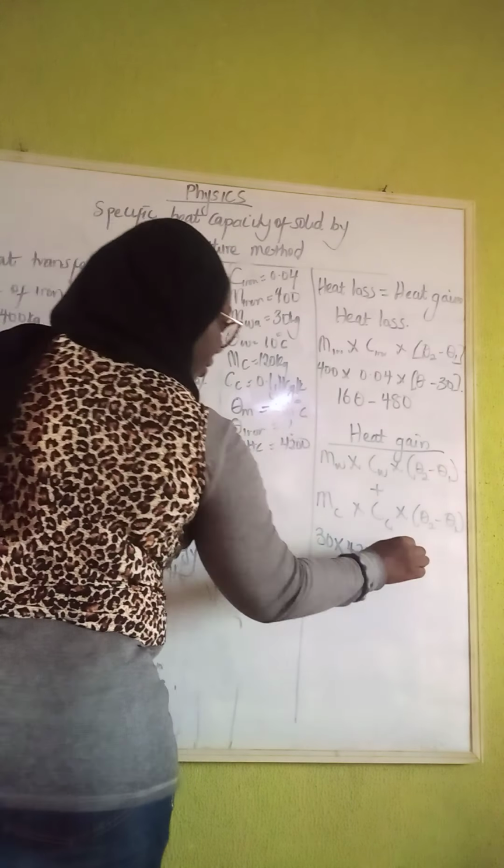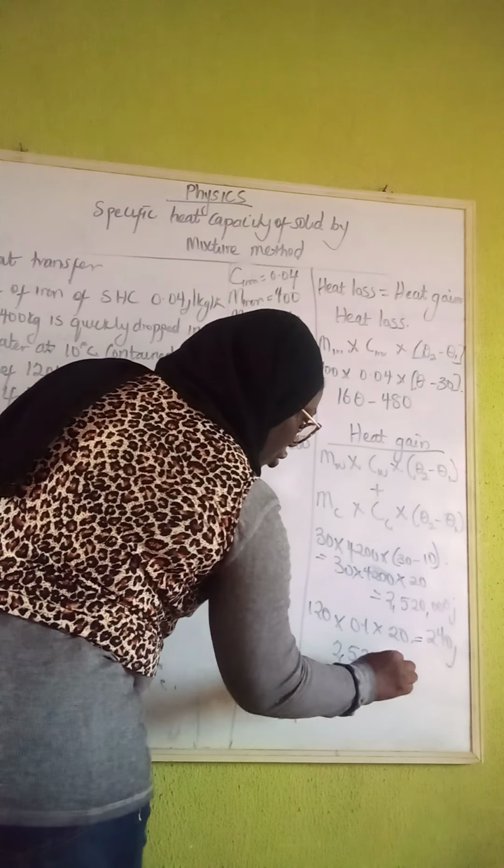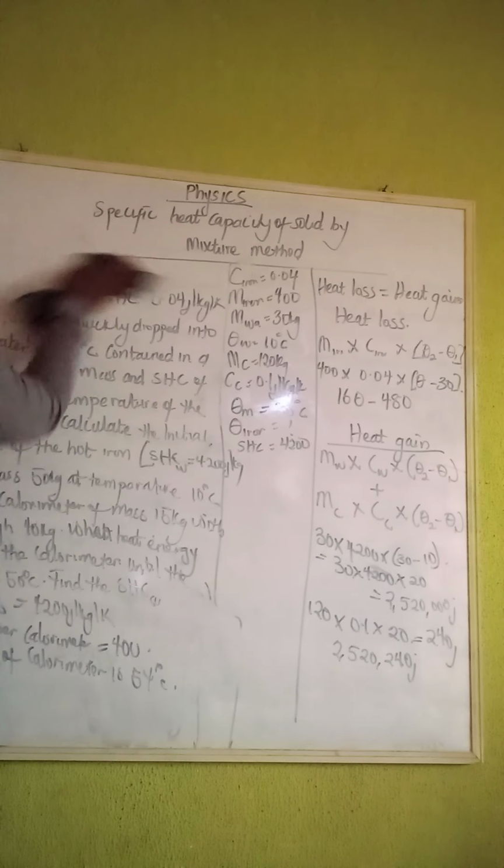Now the calorimeter is the next one. What is the mass of the calorimeter? 120. What is the specific heat capacity of the calorimeter? 0.1. Temperature change 20. So we have 240 joules. So add these two together, we have 240 joules. Is that taken? Okay, to complete it, let me just rub off this other side, since we don't need the question again.